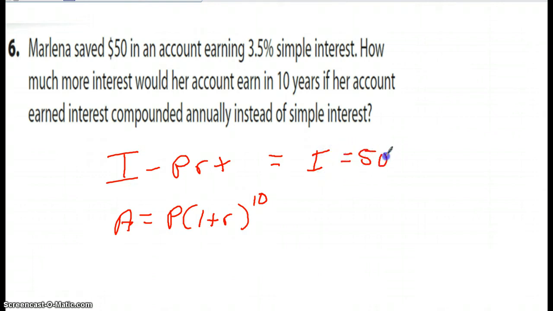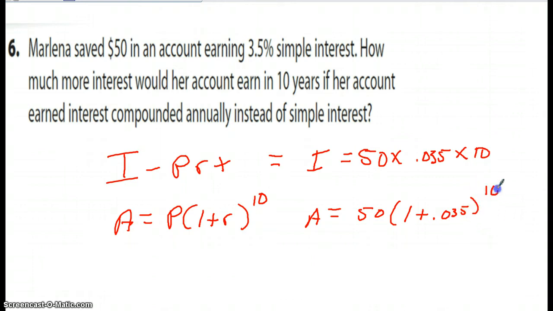That's going to be 50 times 0.035 times 10, and then here we're going to look at A is equal to 50 times 1 plus 0.035, and all that raised to the 10th power. You can do this on your TI-CAS or if you're using a TI-84. So go ahead and stop it and use this information and see what you come up with.